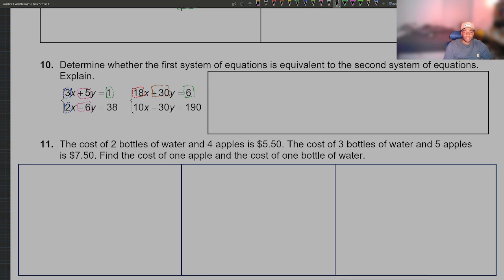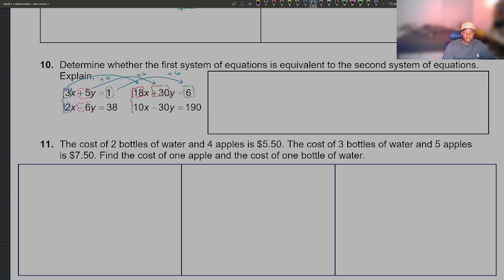How do we get from 3 to 18? We multiply by 6. And we see that pattern follows: 5 to 30, that's multiplying by 6. And 1 to 6, that's another multiplication by 6. So what's the difference between the first equation in the first system and the first equation in the second system? Well, you just took everything and multiplied it by 6.